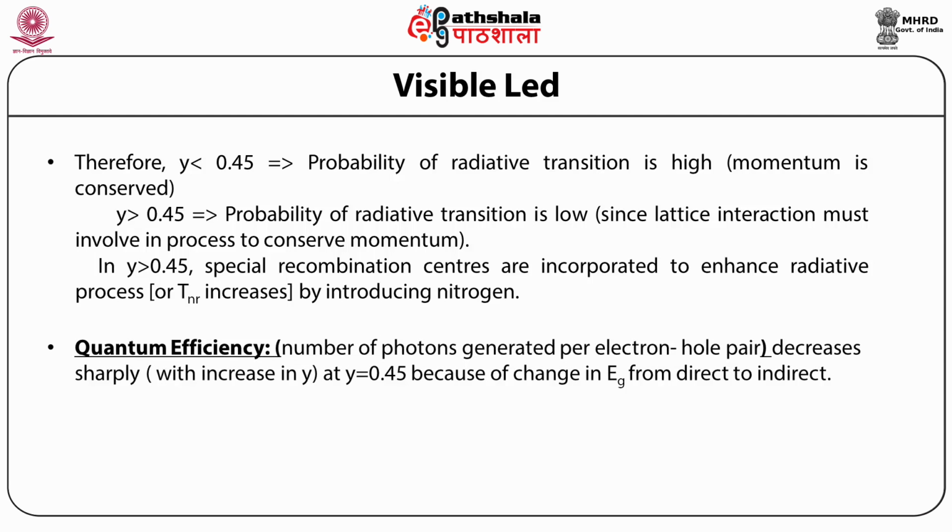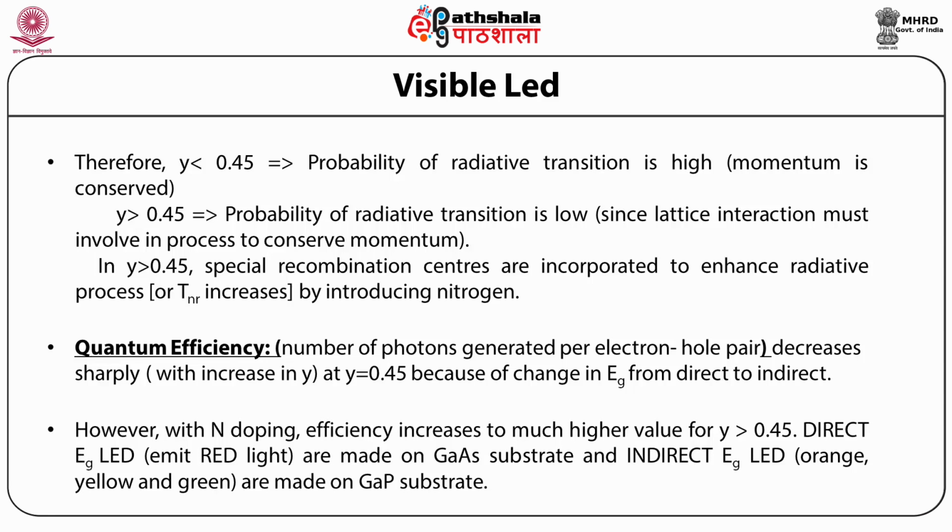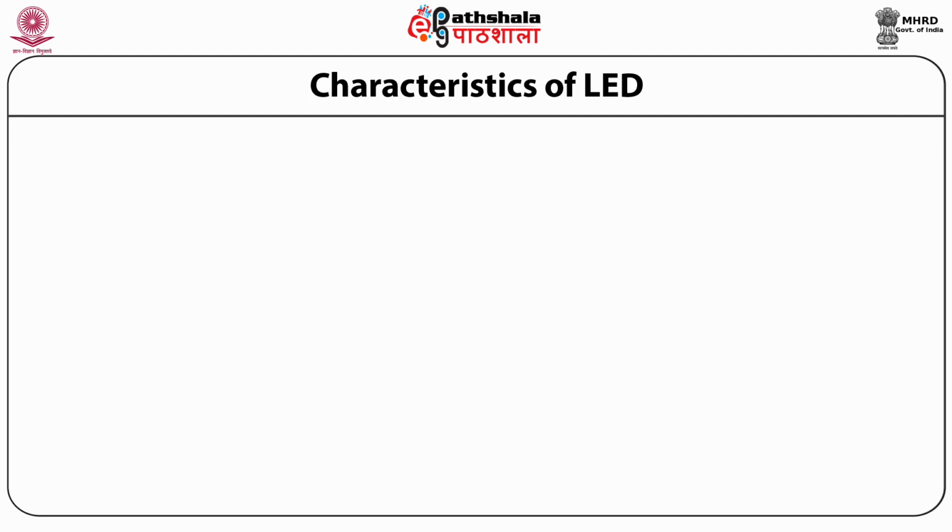So we have the quantum efficiency, which is the number of photons generated per electron hole pair. It decreases sharply at y equal to 0.45 because of the change in Eg from direct to indirect. However, with nitrogen doping, the efficiency increases to a much higher value for y greater than 0.45. Direct band gap LEDs emit red light and are made on a gallium arsenide substrate, and indirect band gap LEDs, orange, yellow and green, are made on a gallium phosphide substrate. Let us now discuss the IV characteristics of the LED.